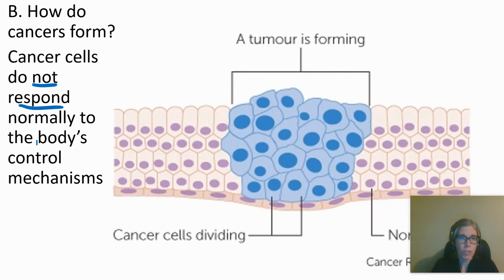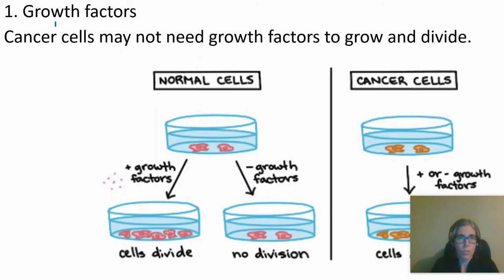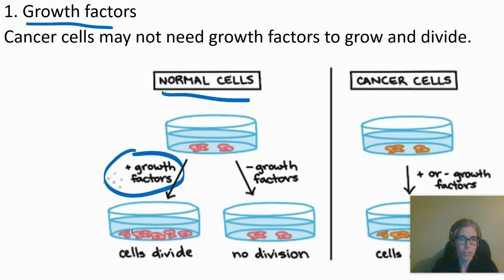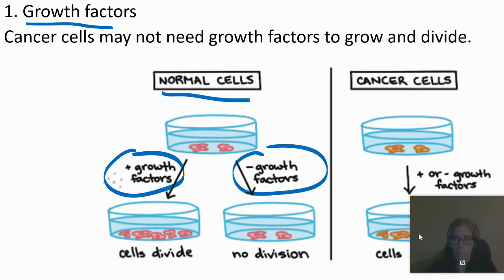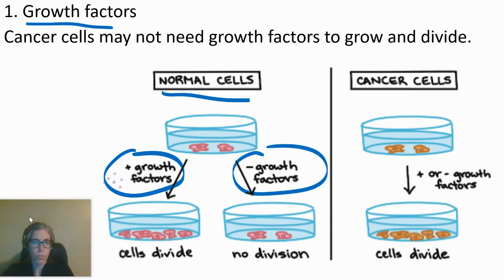They do not respond normally to the body's control mechanisms. So it's sort of like being told to grow all the time and not being told when to stop. First of all, growth factors might be a problem. For normal cells, if they have growth factors in petri dishes, then they will divide. And if they don't have growth factors, they will generally not divide. Cancer cells, though, will divide whether they have growth factors or not.